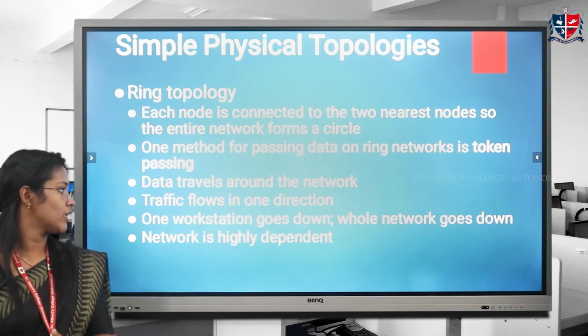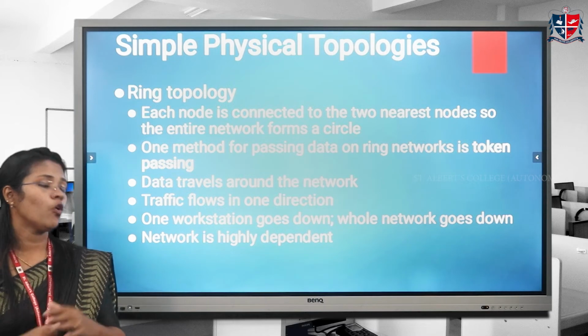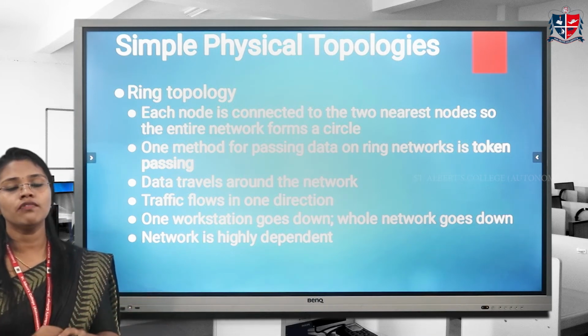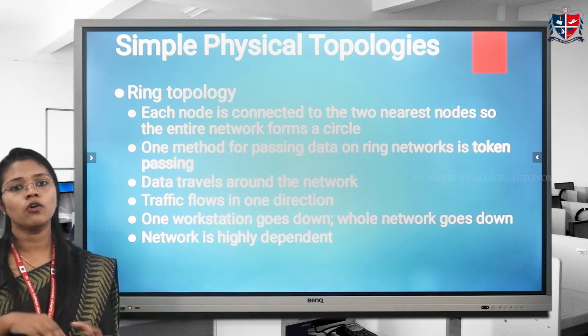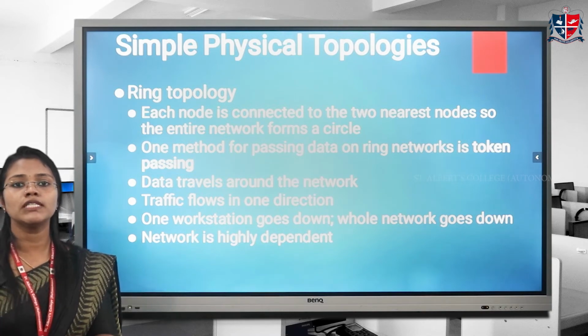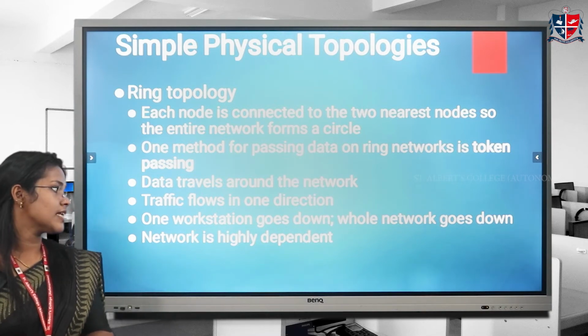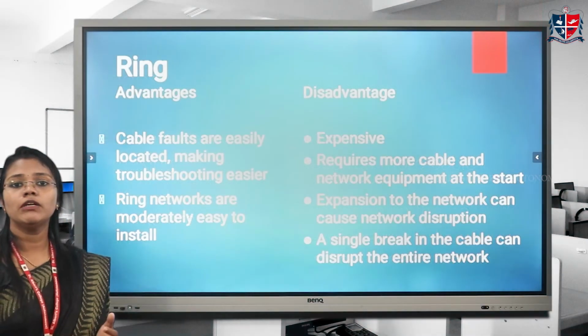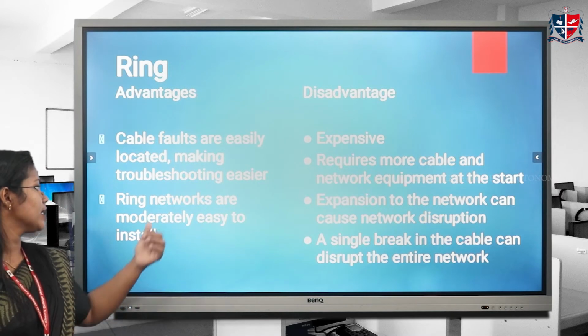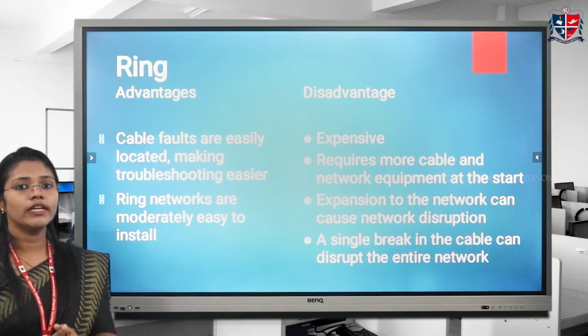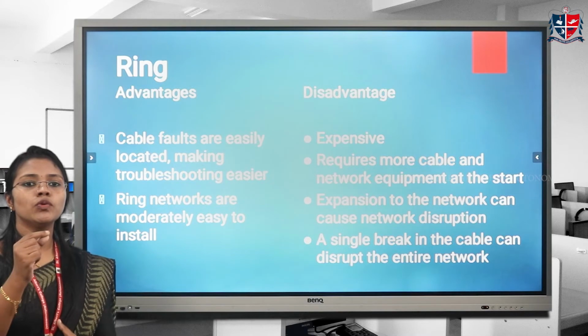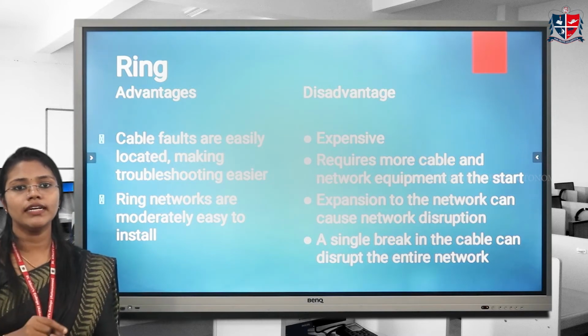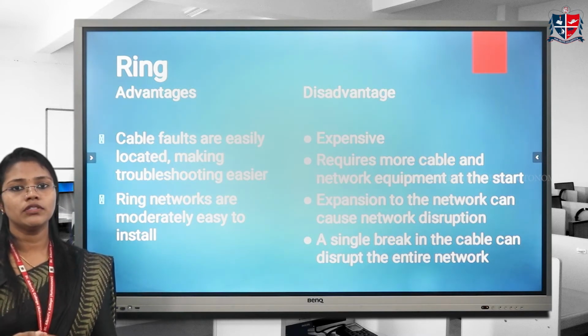When one workstation goes down, the whole network goes down. That is the disadvantage of ring topology. If one station goes down, then all stations go down, because it works on the principle of token passing and the network is highly dependent. The advantages: cable faults are easily located, making troubleshooting easier compared to bus topology, and ring networks are moderately easy to install.